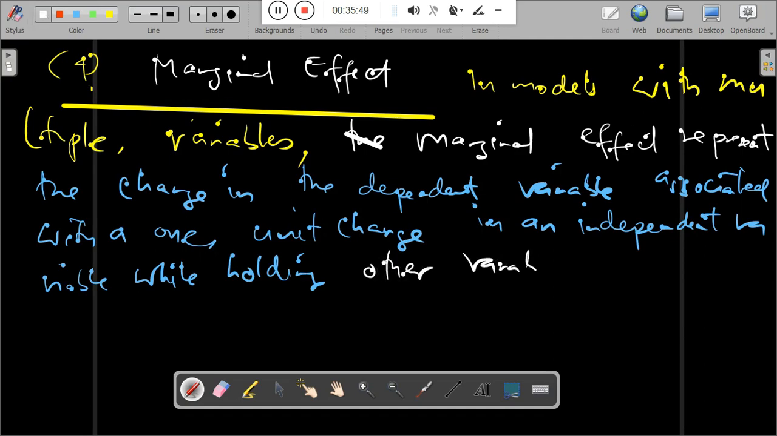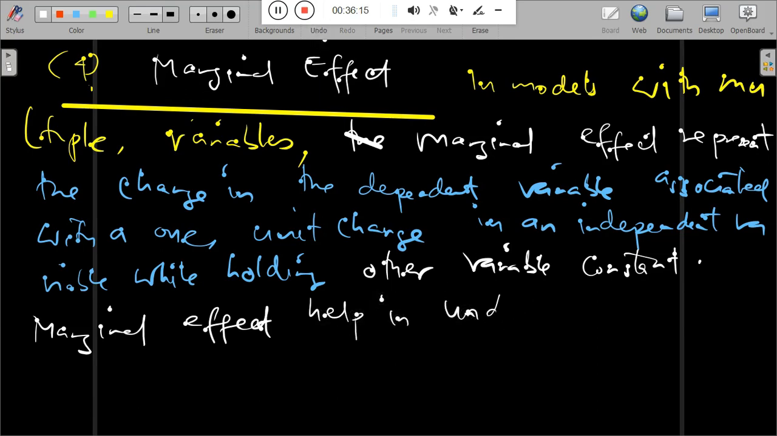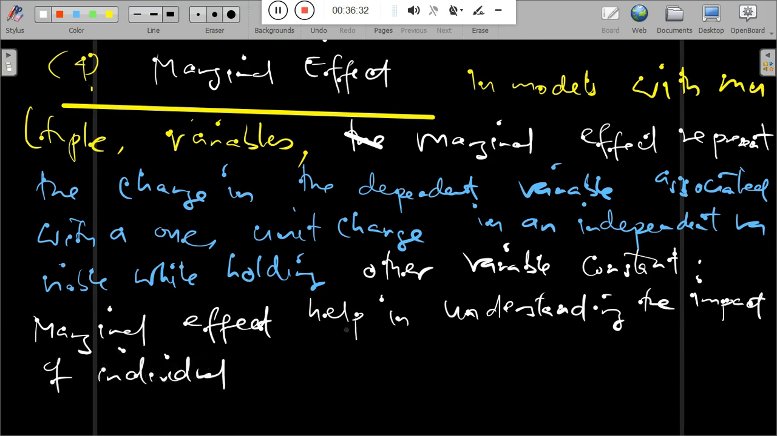Another key type of estimate is marginal effects. In a model with multiple variables, the marginal effect represents the change in the dependent variable associated with a one unit change in an independent variable while holding other variables constant. So marginal effects help in understanding the impact of individual variables on the outcome.